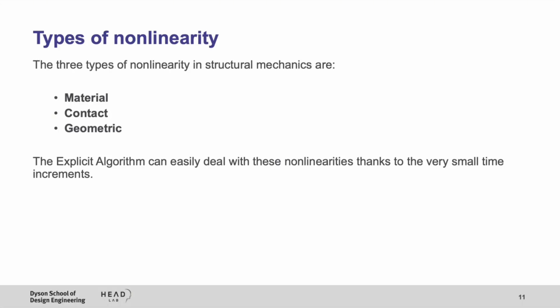I mentioned that the explicit integration is good for dealing with nonlinearities. Now it is important actually to look at these nonlinearities very briefly. We have three types of nonlinearities in structural mechanics: material, contact, and geometric. And as I mentioned, the explicit algorithm can easily deal with these nonlinearities thanks to the very small time increments imposed by the limitation on the stable time step.